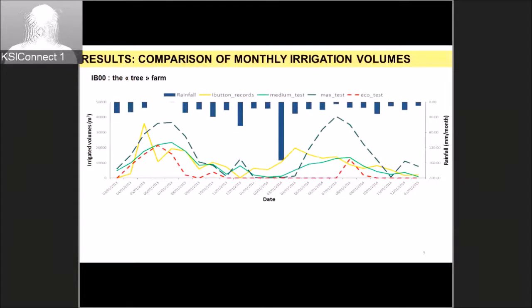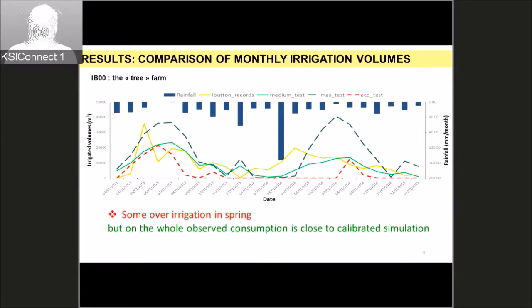For the tree farm, actually, we see some over-irrigation. I want to say the yellow stands for the farmers, and the three scenarios are in blue, green, and red. So we see some over-irrigation here in spring, and you see the perception of the farmer regarding the rainfall which was before the irrigation. The farmer doesn't seem to be convinced about the rainfall effect on the soil moisture.